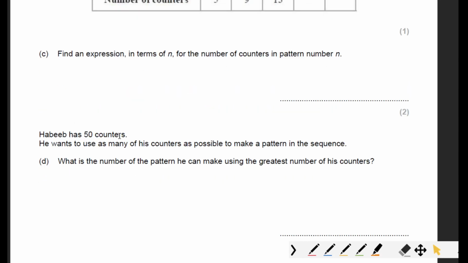Habib has 50 counters. He wants to use as many of his counters as possible to make a pattern in the sequence. What is the number of the pattern he can make using the greatest number of his counters? So he's looking for the pattern number with 50 counters. We had 5, 9, 13, and I'm just repeating these numbers again: add 4, add 4.